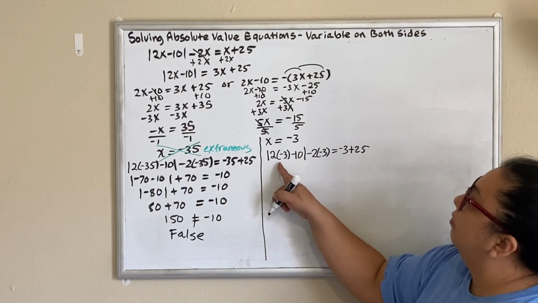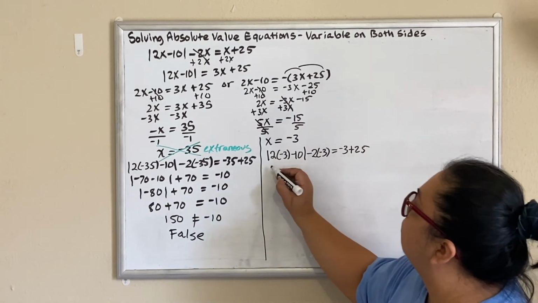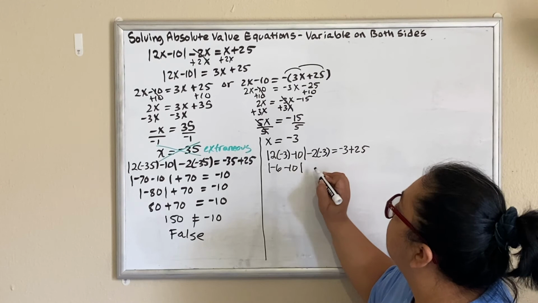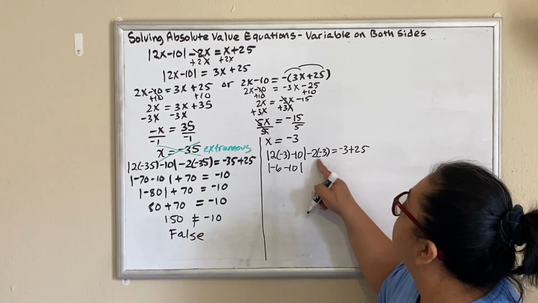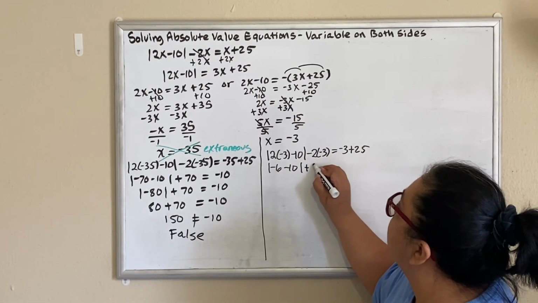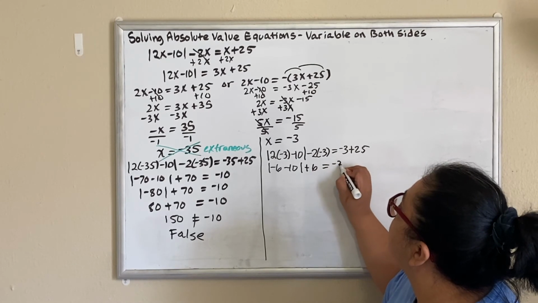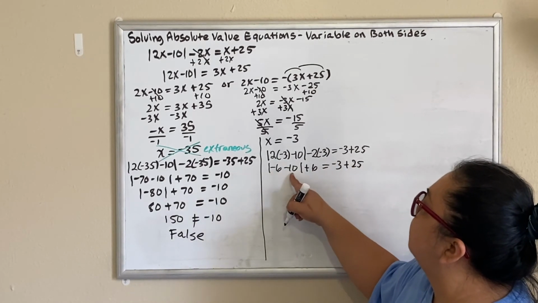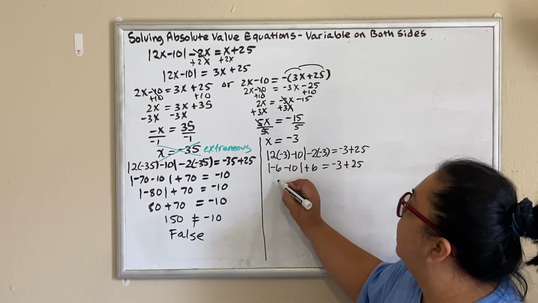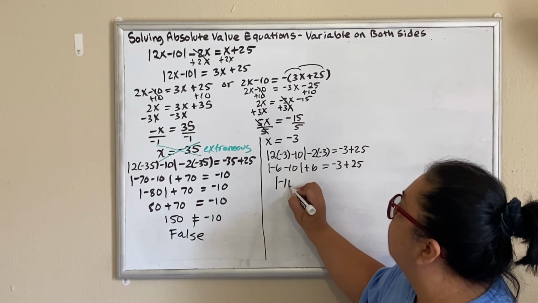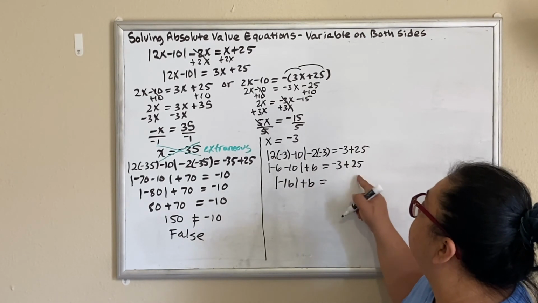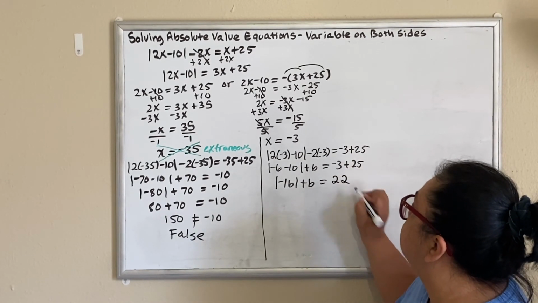So now, working on the inside, 2 times -3, that's going to be the absolute value of -6 minus 10, close the absolute value. -2 times -3 is going to be a positive 6, equals -3 plus 25. -6 minus 10 is going to be a -16, so this is the absolute value of -16, plus 6 equals -3 plus 25 is 22.